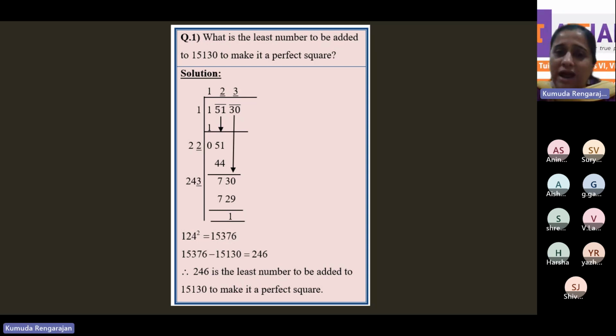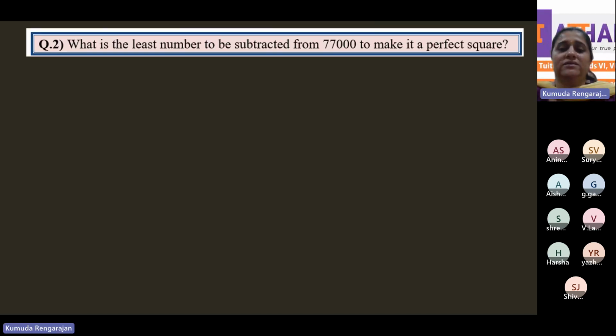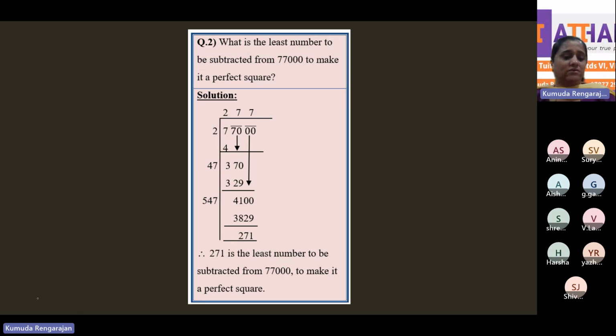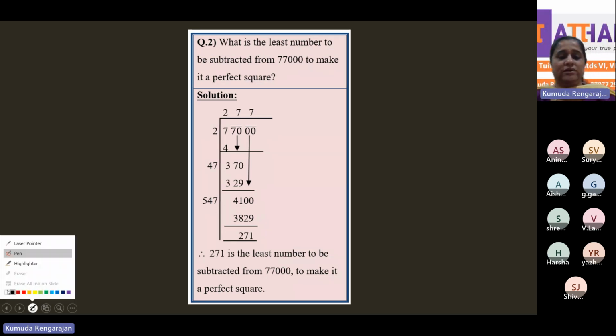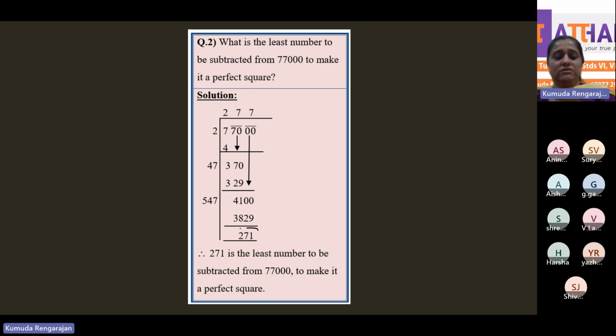Now, this is the procedure for added. For subtracted, it's all about the remainder. Subtraction is all about the remainder. Perform the long division. The remainder is the smallest number to be subtracted. Nothing else I have to say. So this is what you have to remember: for subtracted, perform the long division, and whatever is the remainder, that is to be subtracted. That's all, finished. So you know this method.